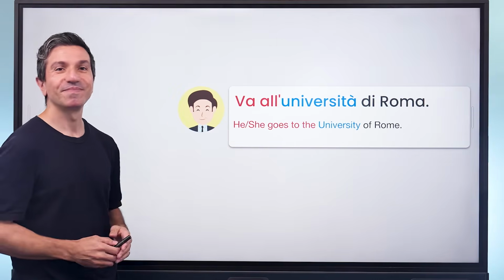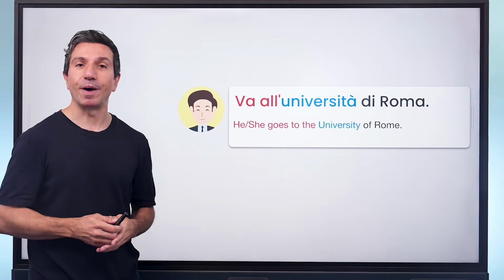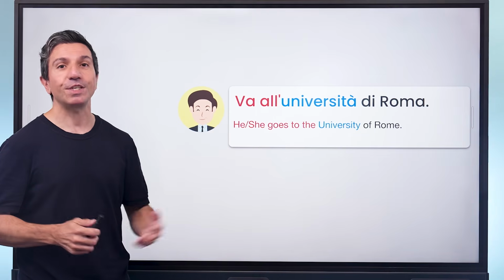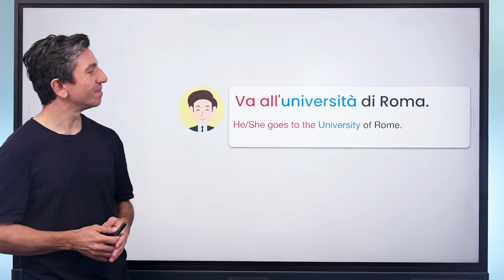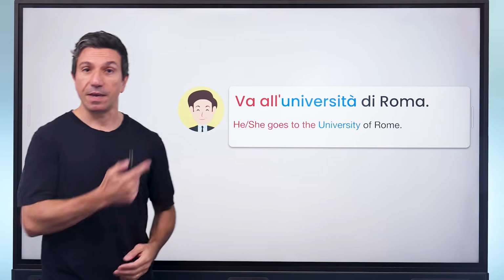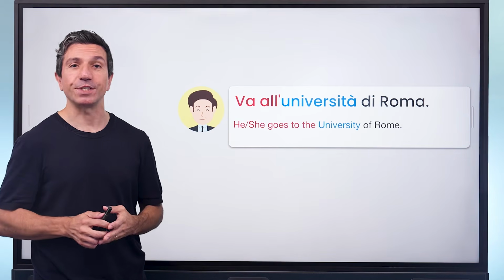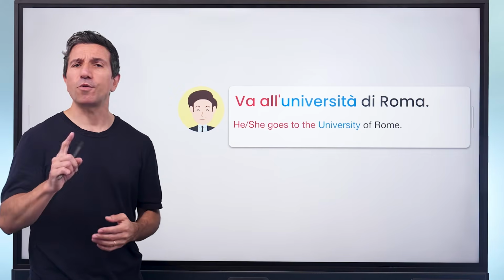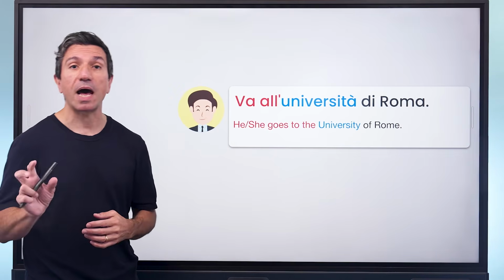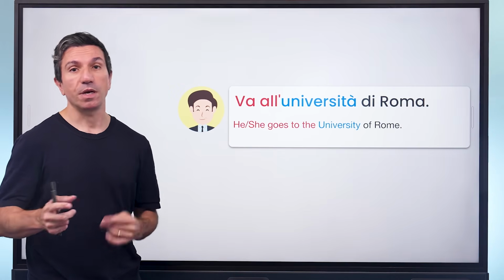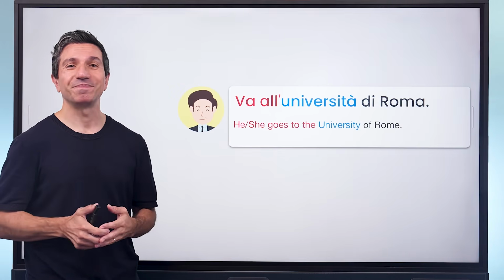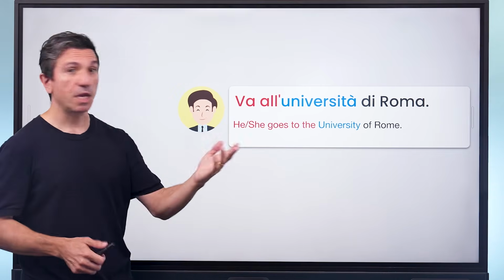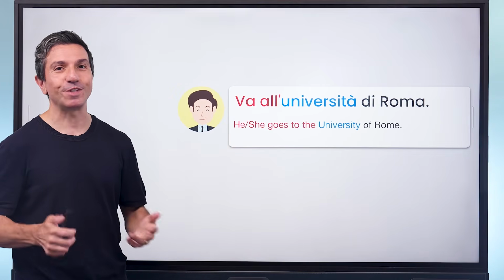Another one. Va all'Università di Roma. He or she goes to the University of Rome. Di Roma here shows which university, the University of Rome, not the location. Don't confuse it with the preposition a or in, used in our main pattern.